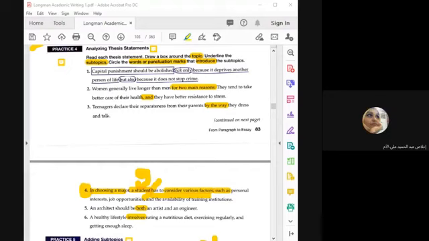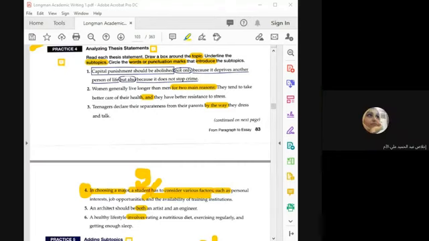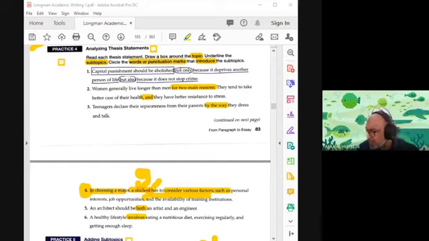Yes, the topic is women generally live longer than men. And for two main reasons, this is the signal. How many subtopics are we going to write in our essay? Here we find two: they tend to take better care of their health, and they have better resistance to stress. Thank you very much, Ikhlas.